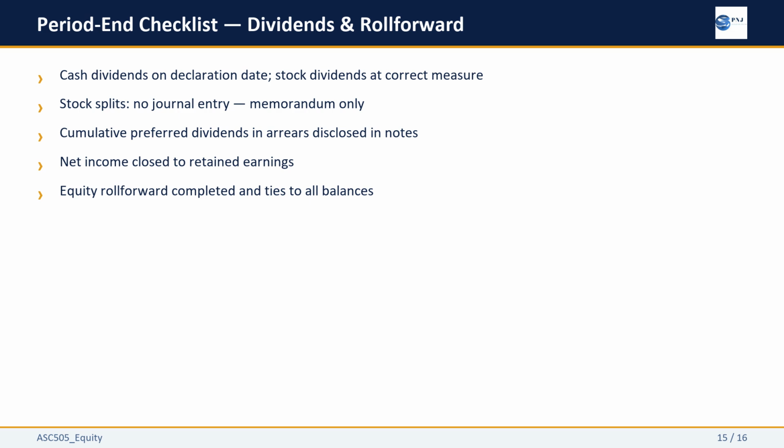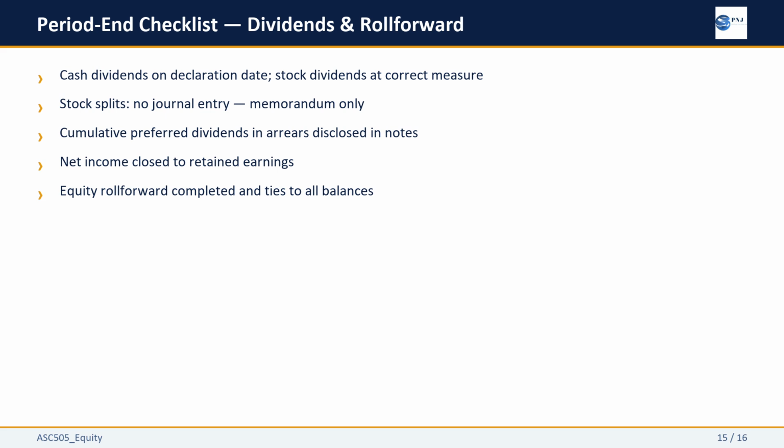The dividend portion of the checklist confirms cash dividends are recorded on declaration date. Stock dividends use the correct measurement, fair value for small, par for large, and stock splits are handled as memorandum entries only with no journal entry. Cumulative preferred dividends in arrears must be disclosed in the notes even if not yet declared.